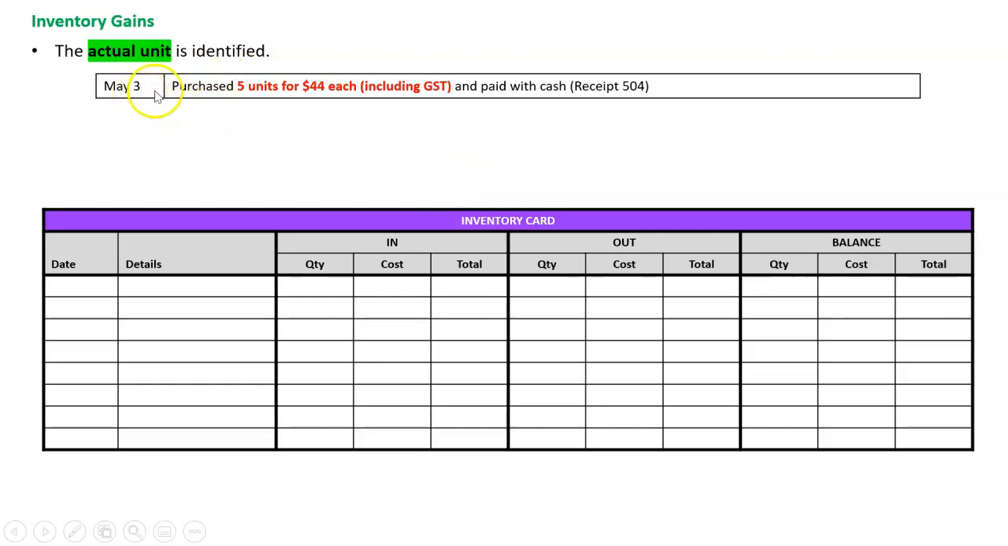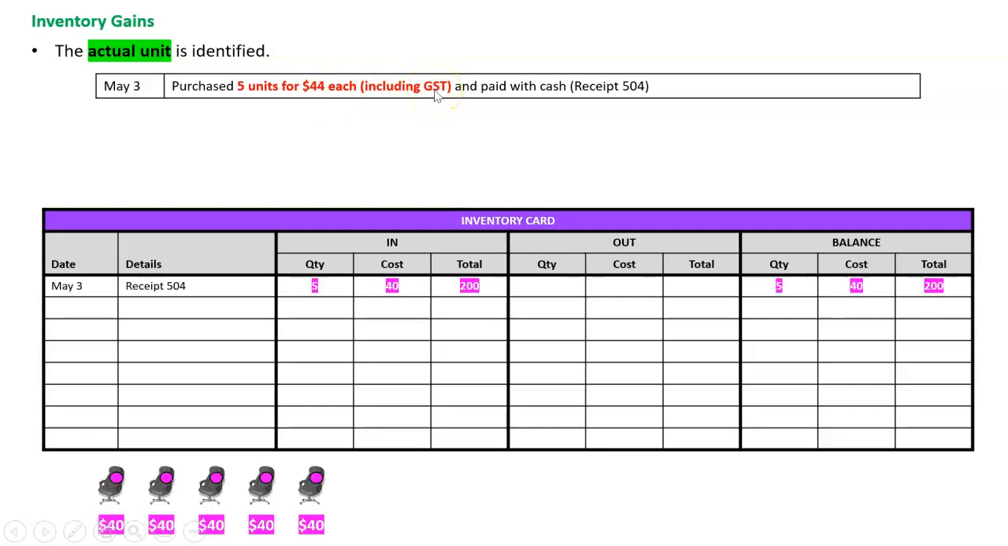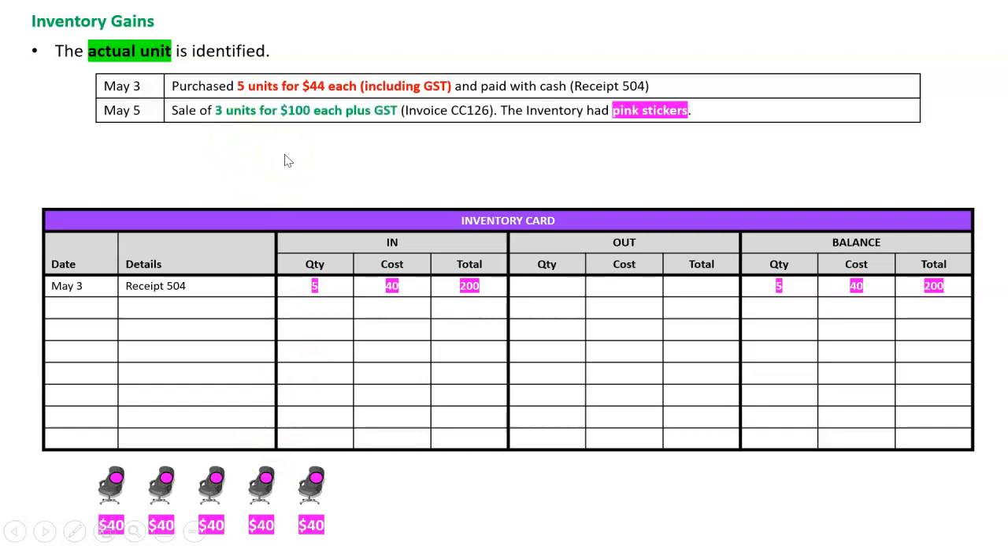And we've got May the 3rd, purchased 5 units for $44 each, including GST. We're going to get the GST out of that and say it's 5 units in at $40. And let's say it's chairs. We're going to put pink stickers on those so we can identify them when we sell them. Then we sold 3 units for $100 each. Remember, that is the sale amount. We don't put the sale amount in the inventory card. We just want the cost amount for this transaction and the document number. And all this inventory had pink stickers.